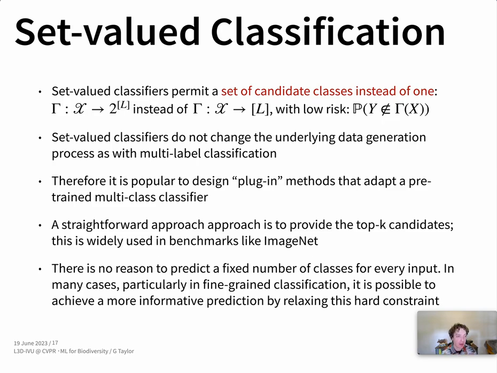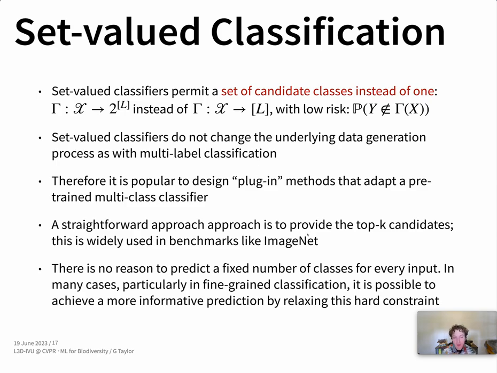It's trying to assign an input to a variable size set of labels instead of mapping it to a single label. The objective here is to do this with low risk, meaning we want to minimize the probability that the ground truth label is not in the set output by our model. As I mentioned, it doesn't change the underlying data generating distribution. It's still a classification setup. And it's popular, therefore, to just train classifiers using standard loss functions and then design plugin methods that will adapt a pre-trained multi-class classifier to perform set-valued classification.